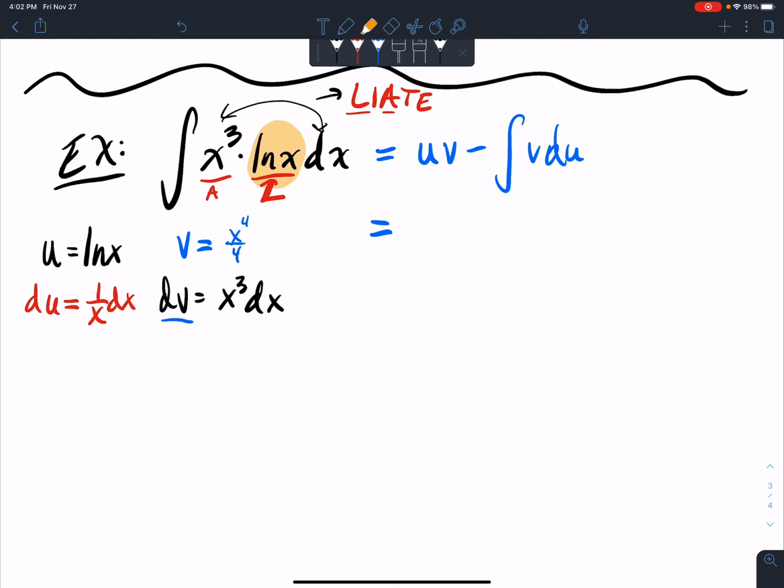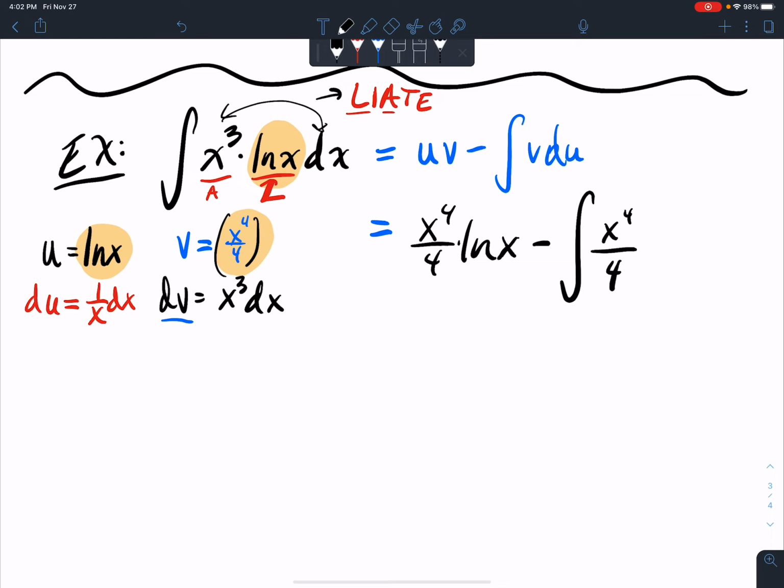Well, u is ln x, and v is x to the 4th over 4. So this is going to be equal to x to the 4th over 4 ln x. I like to write my logarithms after my algebraic expressions. Okay, I know I swapped those around for you. And then minus the integral of v. Well, what is v? That's x to the 4th over 4 du. Where's du coming from? Well, that's 1 over x dx.